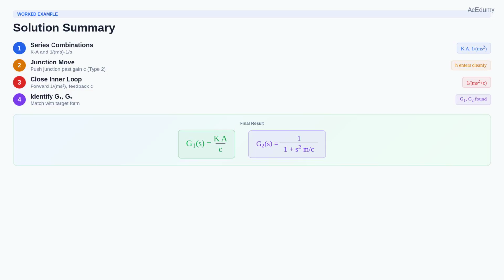Final answer. G1 of S equals KA over C, which is a constant gain. G2 of S equals 1 over 1 plus S squared m over C, which is a second-order lag. Same physics, cleaner block diagram, ready for analysis.